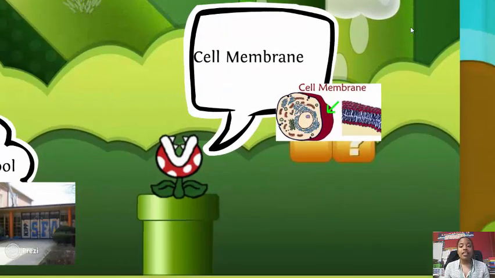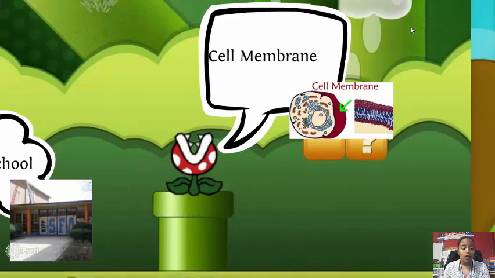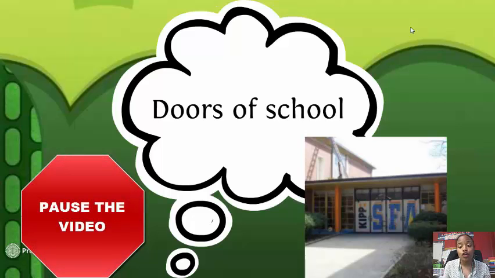Great job. The next organelle is the cell membrane. The cell membrane controls what goes in and out of the cell. Fill that in your notes now. Great job. All right. If our school was a cell, the doors would be the cell membrane because they control who goes in and out of our building. Pause the video and fill that in your notes now.